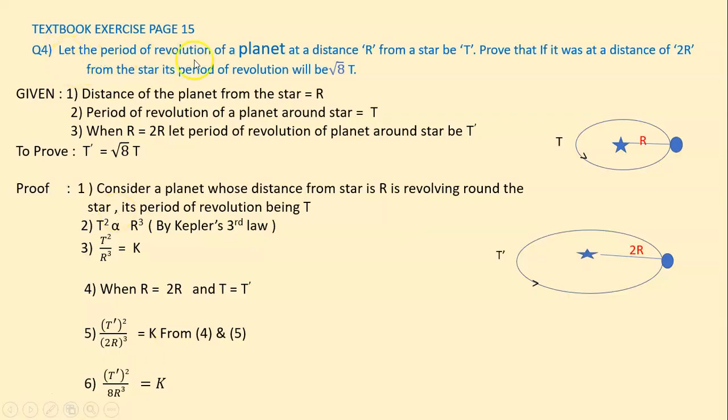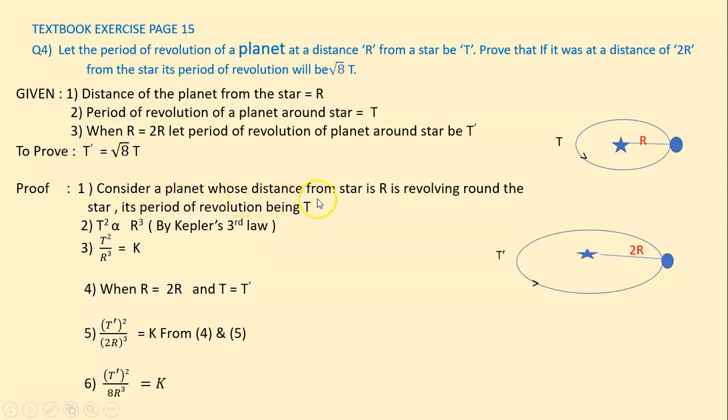Fourth question, let the period of revolution of a planet at a distance r from a star be t. Prove that if it was a distance of 2r from the star, its period of revolution will be root of 8 t. Given is distance of the planet from the star r, period of revolution of a planet around star t. When r becomes 2r, let period of revolution of planet around star be t dash. So we have to prove t dash is equal to root of 8 t.